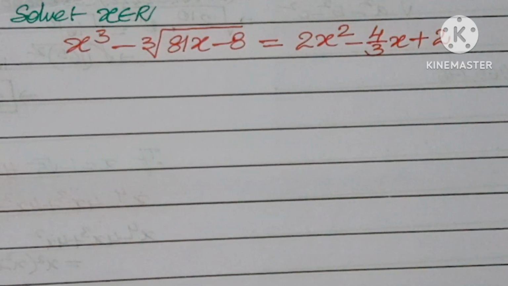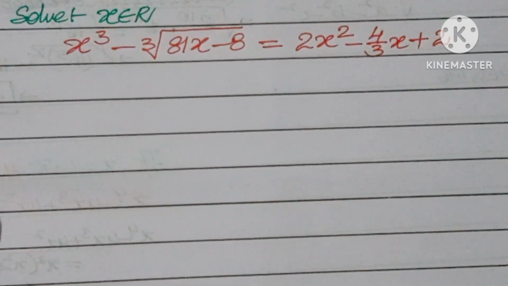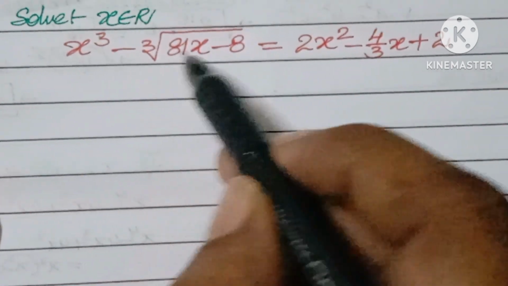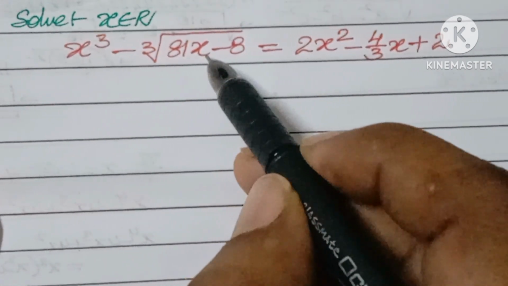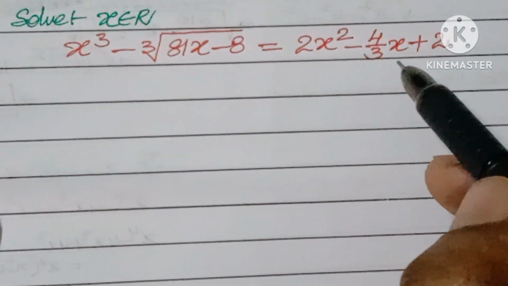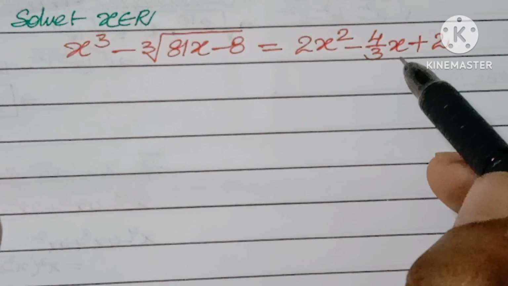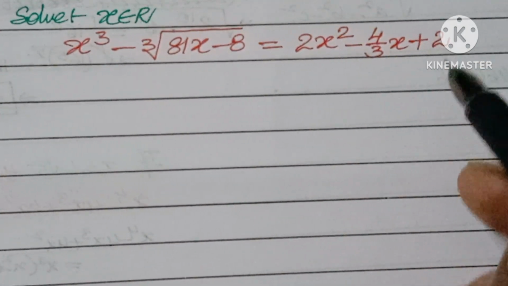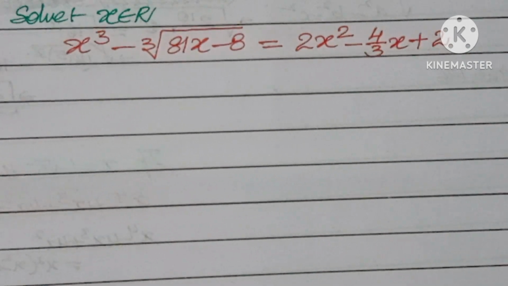Today we are looking at one Olympiad problem. Given x belongs to real numbers, solve x cube minus cube root of 81x minus 8 is equal to 2x square minus 4 by 3x plus 2. As you are going to solve this problem, pause the video for 10 seconds and try it.